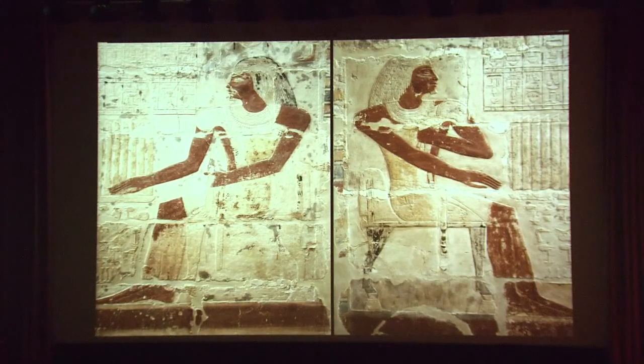For example, the chair to the left of the false door has legs like lion paws, and the chair to the right of the false door has legs like bulls. What does this mean? I have no idea.